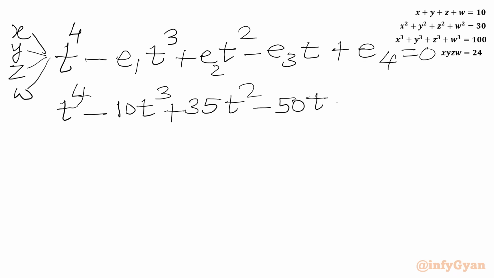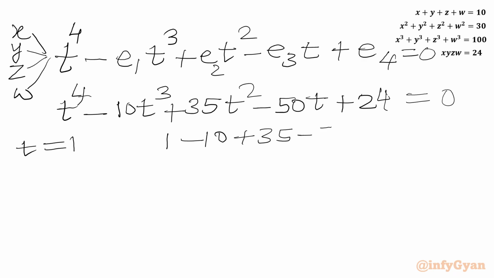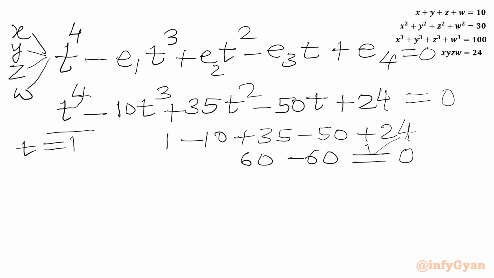And e4, the product of the roots, is 24, equal to 0. Now we can use the rational root theorem and the synthetic division method. If I simply check our equation at t equal to 1, I can write 1 power 4 is 1, minus 10, plus 35, minus 50, plus 24. If I add all the positive numbers and negative numbers, we get 60 minus 60, which is equal to 0. So I can say t equal to 1 is our base solution, which satisfies our quartic equation.